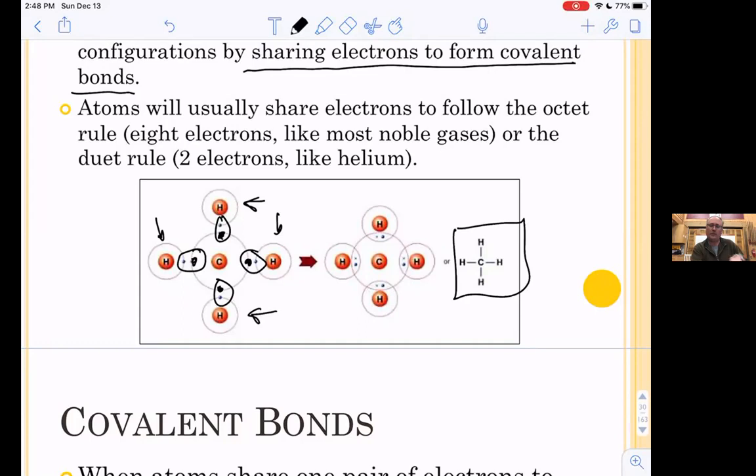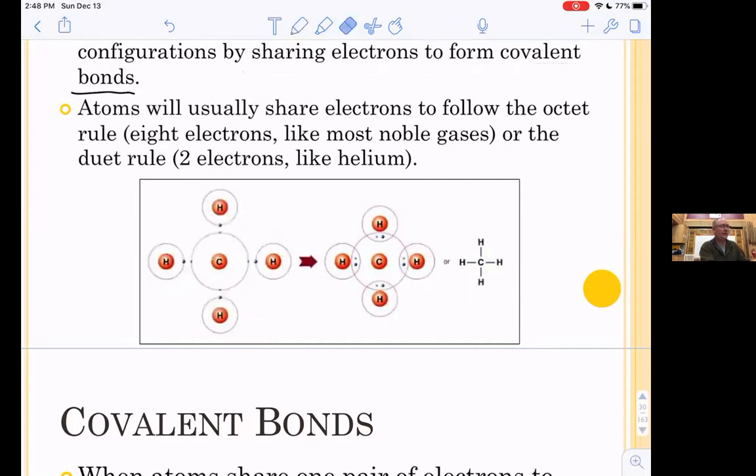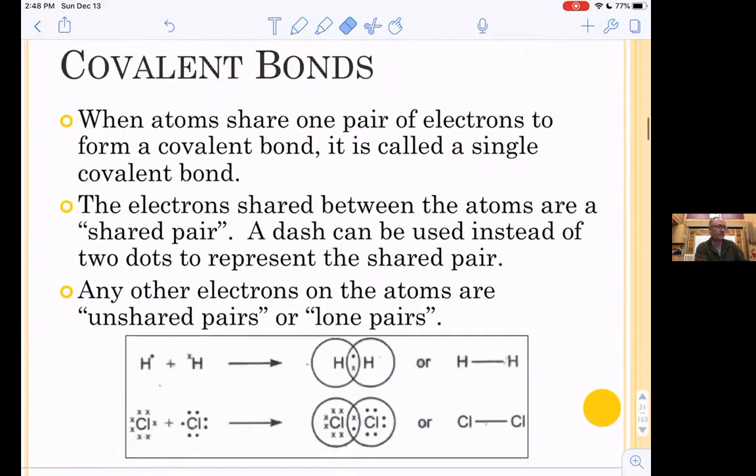I'll go over this again, but each one of those lines or dashes between two elements represents a single shared pair of electrons. And I'm going to show you the rules about how to draw these in that fashion. So covalent bonds are those shared pairs of electrons. Like I said, a dash is used instead of a pair. You use more than one dash depending on how many pairs of electrons were shared between two atoms.